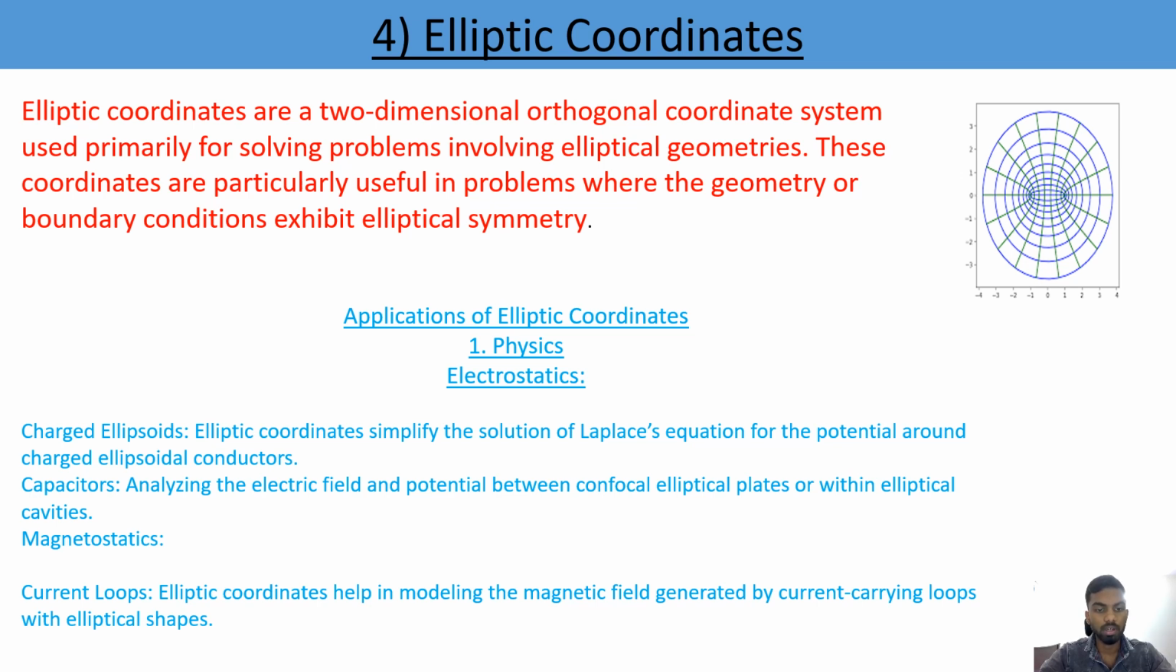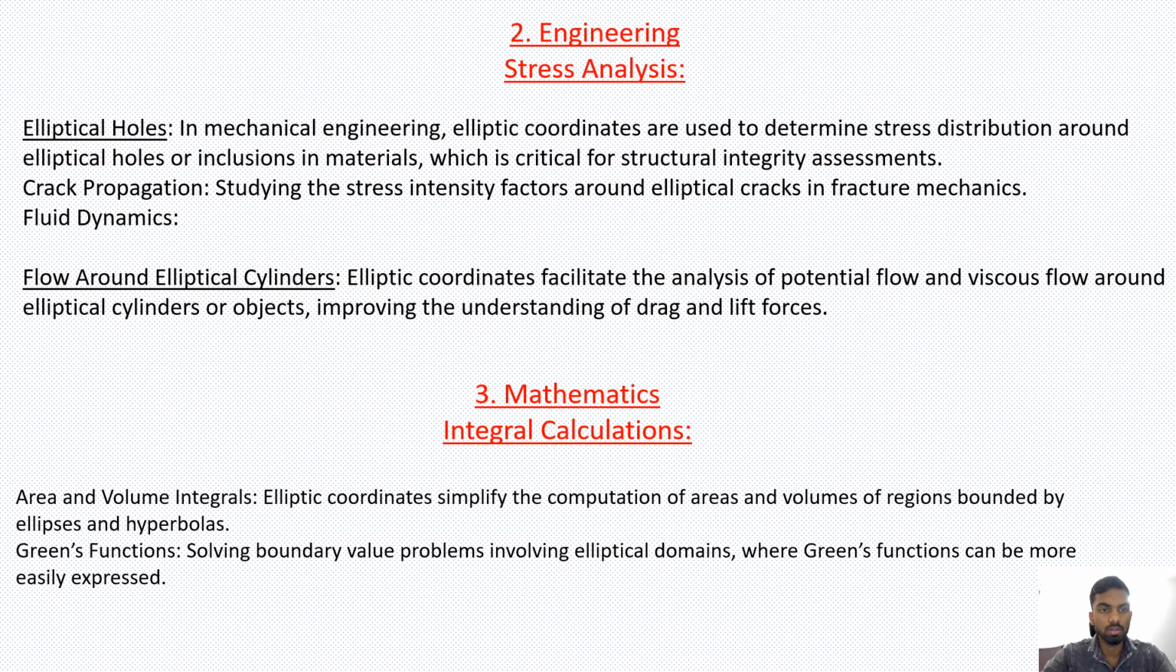Current loops. Elliptic coordinates help in modeling the magnetic field generated by current carrying loops with elliptical shapes. Stress analysis. Elliptical holes. In mechanical engineering, elliptical coordinates are used to determine stress distribution around elliptical holes or inclusions in materials, which is critical for structural integrity assessment. Crack propagation. Studying the stress intensity factors around elliptical cracks in fracture mechanics. Flow around elliptical cylinders. Elliptical coordinates facilitate the analysis of potential flow and viscous flow around elliptical cylinders or objects, improving the understanding of drag and lift forces.